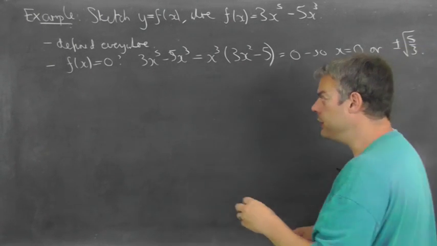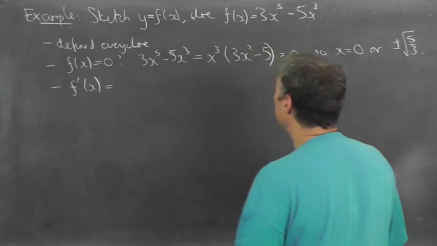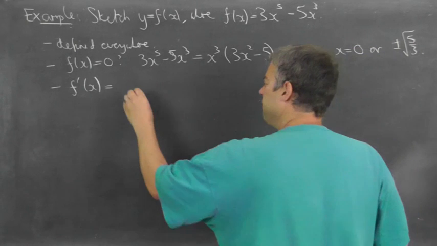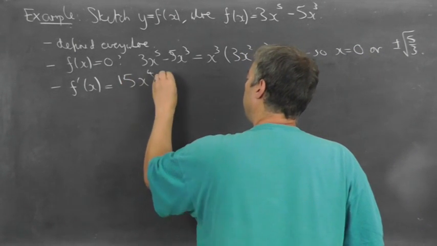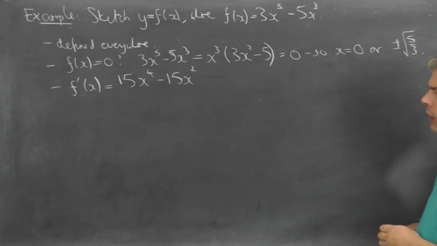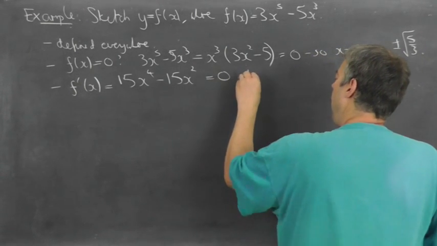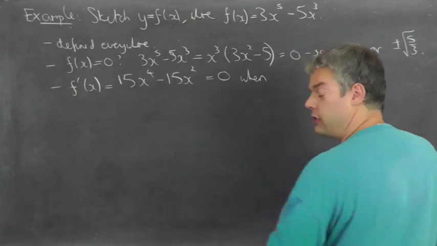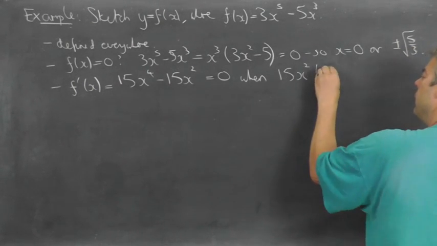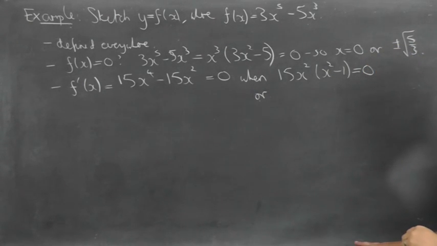Now let's think about the stationary points. What's f dash of x? Well, f dash of x is 15x to the 4 minus 15x squared. So again, we're using our rule that when we differentiate x to the power n, we get n times x to the n minus 1. And f dash of x equals 0 when 15x to the 4 minus 15x squared is 0. Well, that's 15 times x squared minus 1 equals 0. And that happens when x is 0 or plus or minus 1.